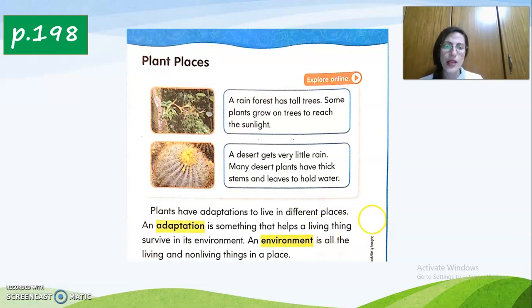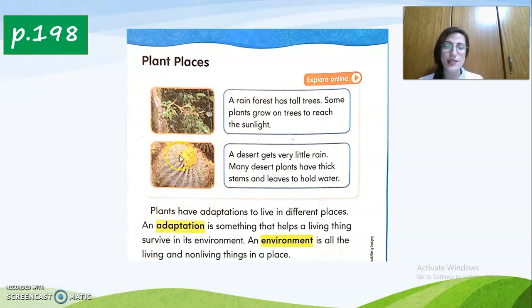Now, we listen up carefully. The ability to grow on a tree that this plant has is the adaptation that helps it to survive in its environment. If this plant wasn't able to grow on this tree to get the sunlight it needs, will it survive? No. So the adaptation that this plant is using in order to stay alive in its environment is the ability to grow on the tree.